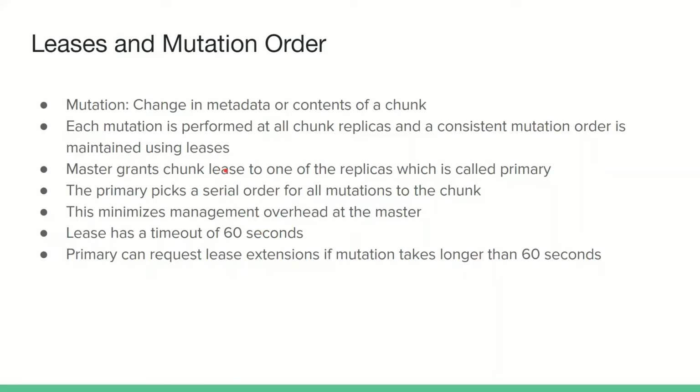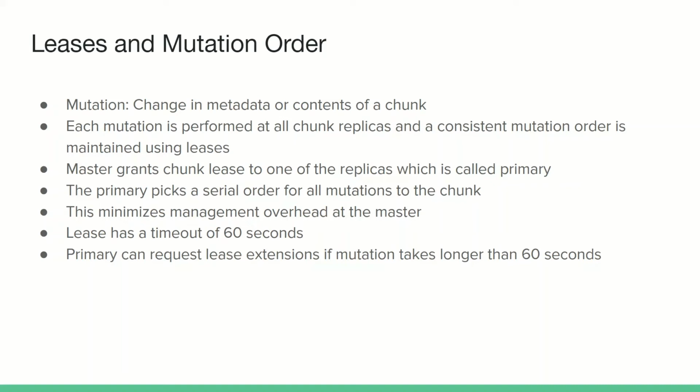Next, we'll see the writes, but before going into the writes, we need to be familiar with leases and mutation order. So mutation in the paper is defined as a change in either the metadata or the contents of a chunk. Each mutation is performed at all chunk replicas, and a consistent mutation order is maintained using leases. So what is a lease?